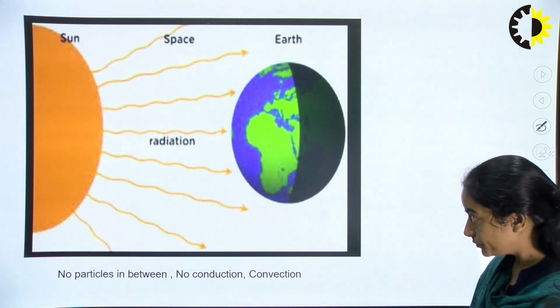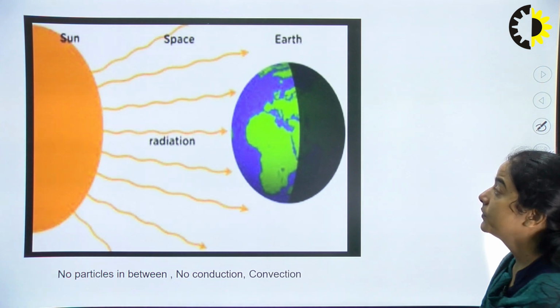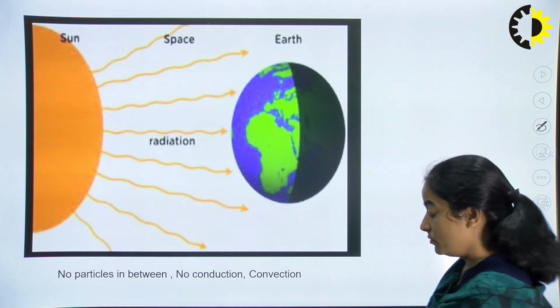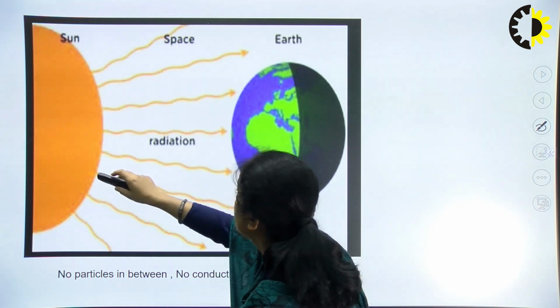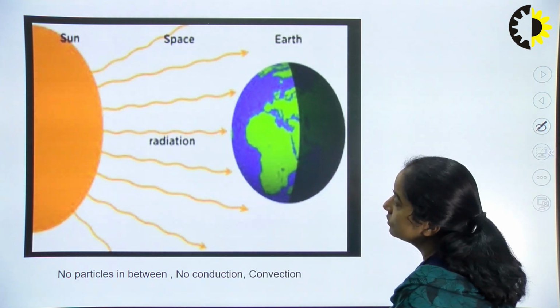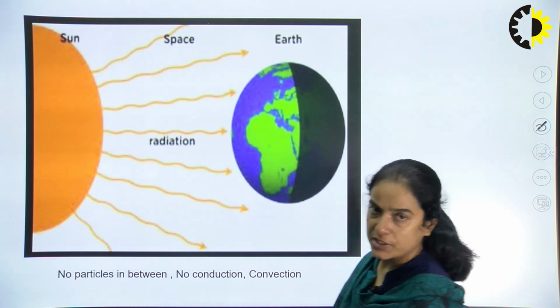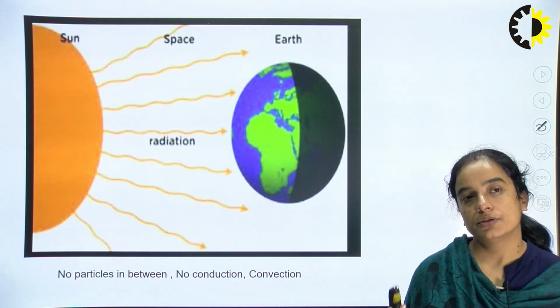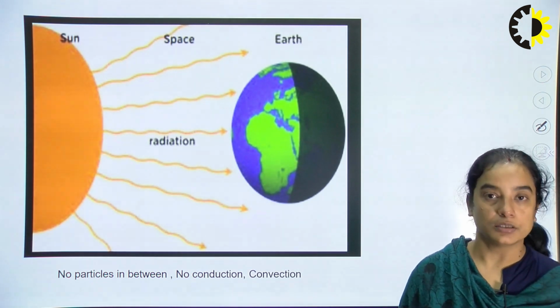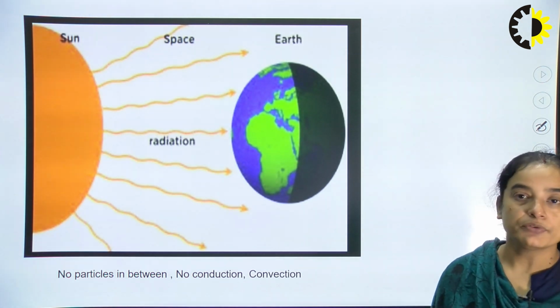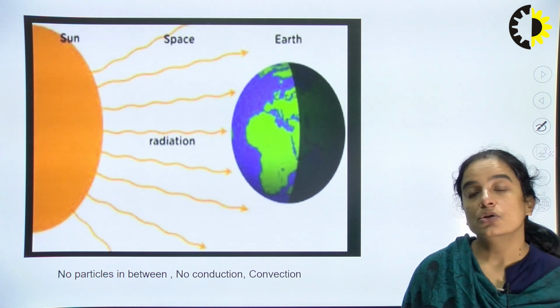See, if this is the position of the sun, and this is the position of earth, in between there is space. So sun rays are radiated from the sun and received at the earth, that means at the surface of earth.